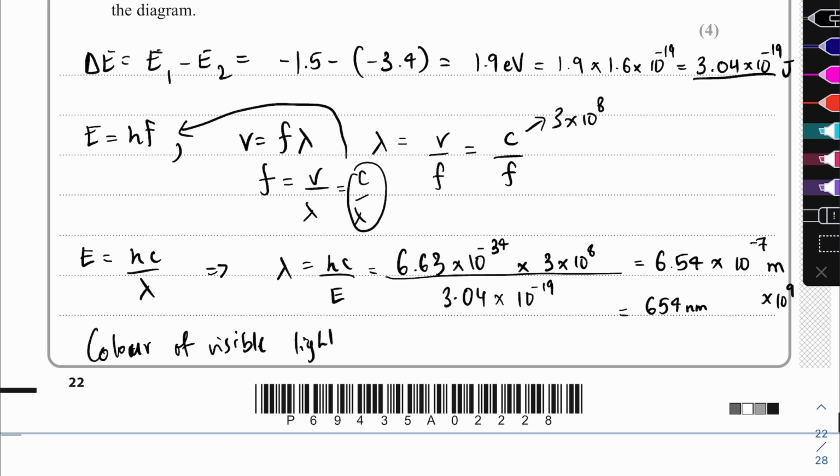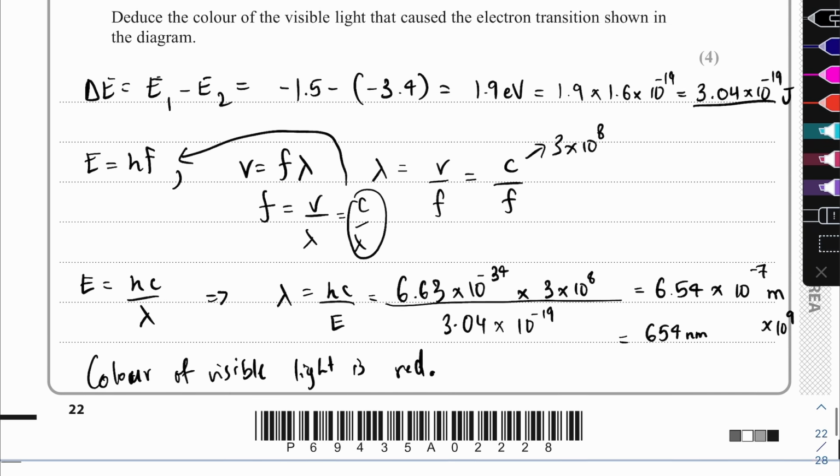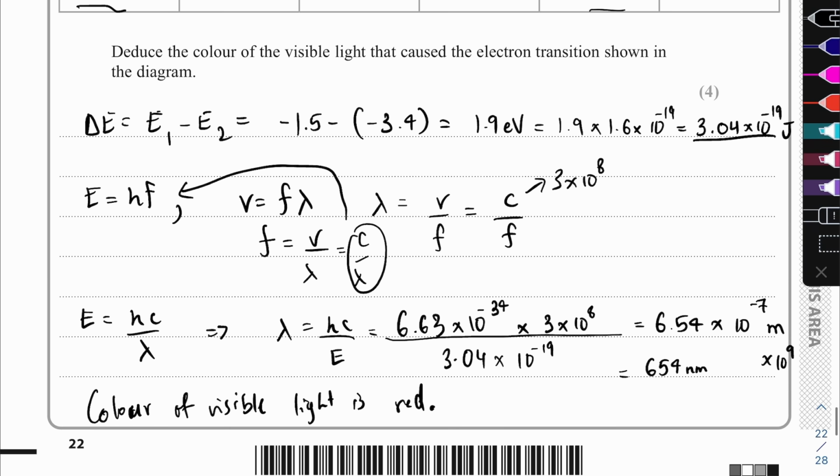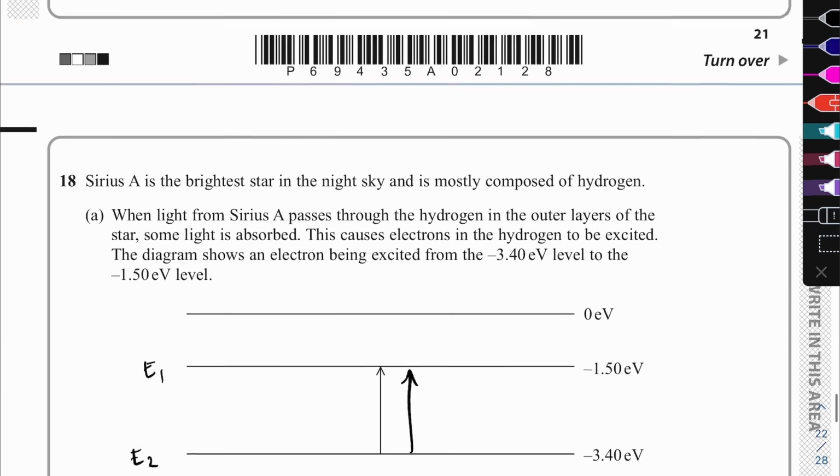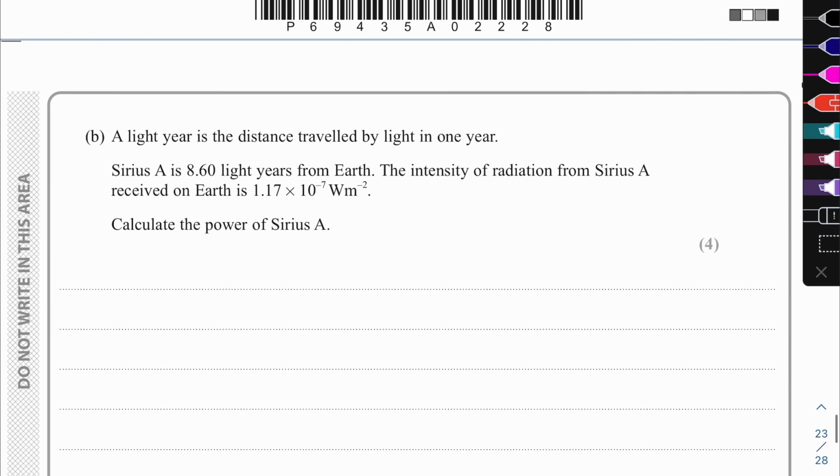Visible light is red. All right. So 1 mark for converting and getting 1.9 electron volts, 1 mark for using E equals hf, 1 mark for getting the nanometers, and 1 mark for stating that it's red. All right, so that's part A done. Let's go to part B.